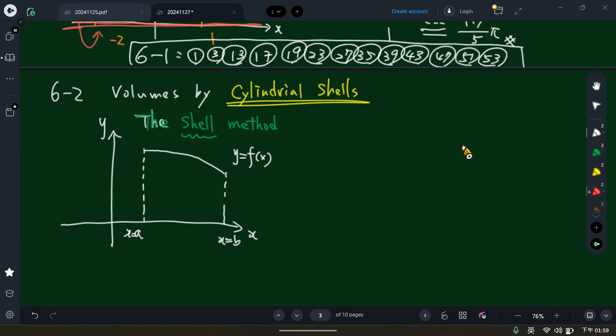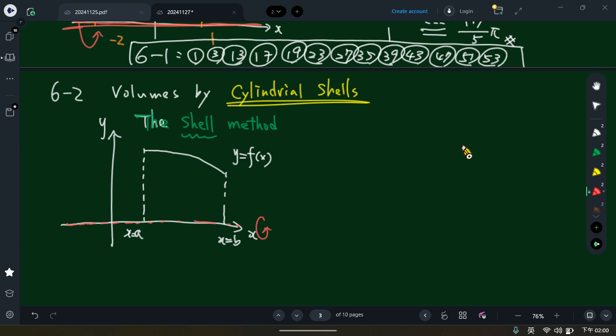If this time, like in the past, the rotation axis is here, then you can simply use the previous method, using this f as the radius and rotating it around the x-axis. Each slice is a circle. This is what we just learned in the previous session.